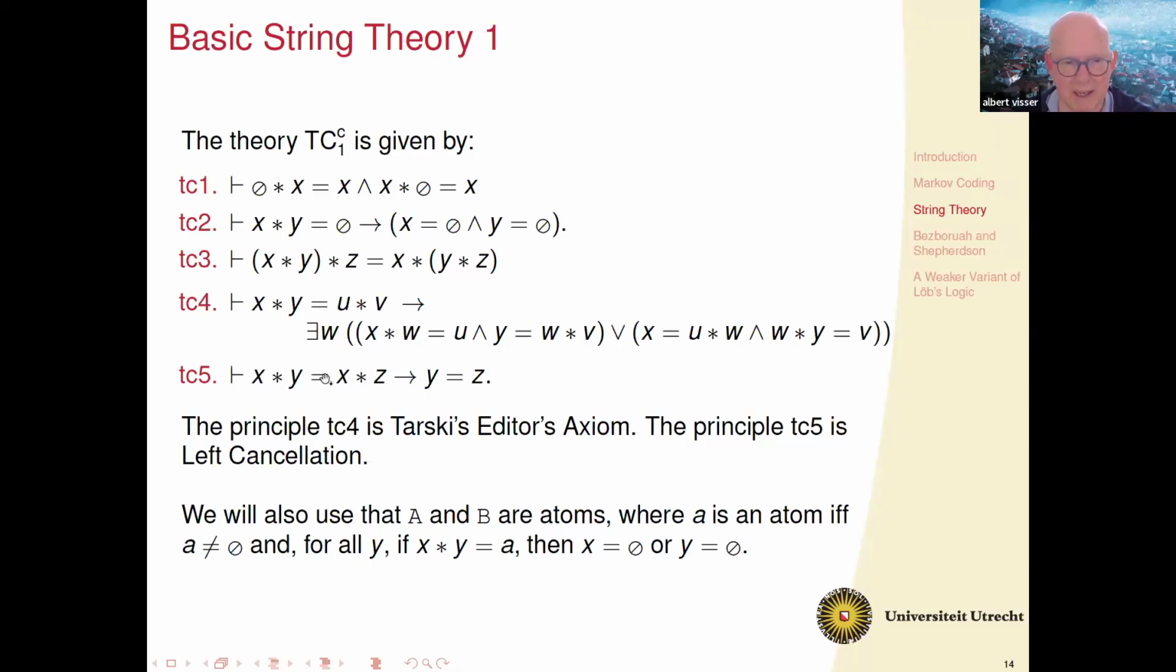Then we have, of course, the cancellation principle, right? We only use left cancellation, but that's just an artifact of our way of setting things up. If you set it up differently, you would need the right cancellation. In fact, of course, we do have both, but for the development, you only use the left one. And what we also will use is that A and B are atoms, and atoms are, of course, non-zero elements, such that if the product is such an element, then one of the two will be empty.